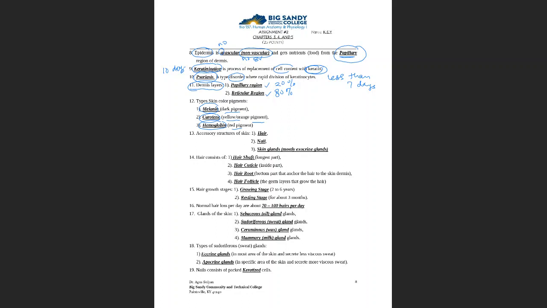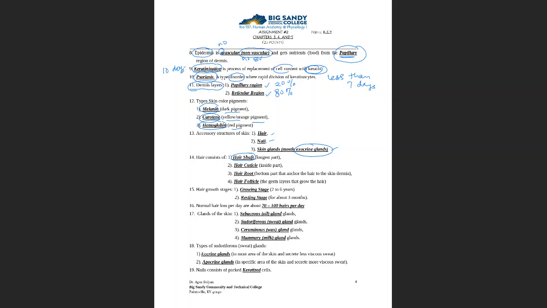The accessory structures of the skin are hair, nail, and gland. Mostly exocrine glands. So the glands of the skin are mostly exocrine glands. Now the hair. Hair consists of 4 components. The one that you see is called the hair shaft. This is the longest part of the hair.